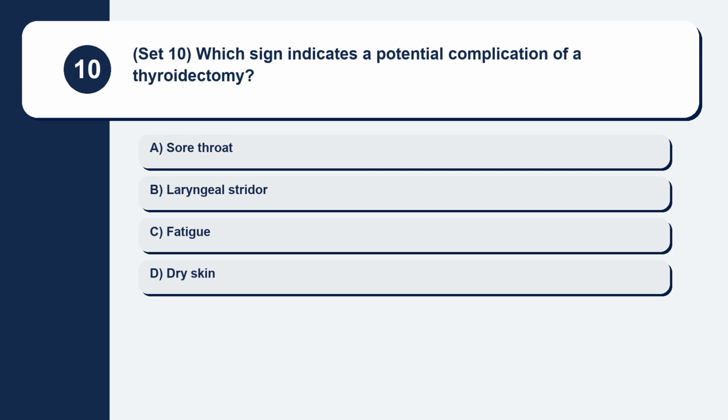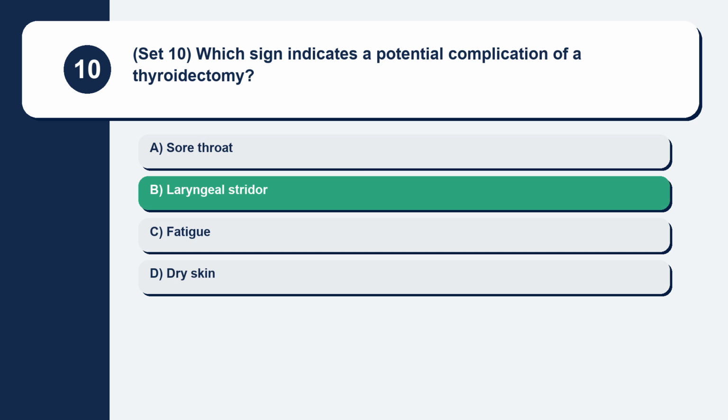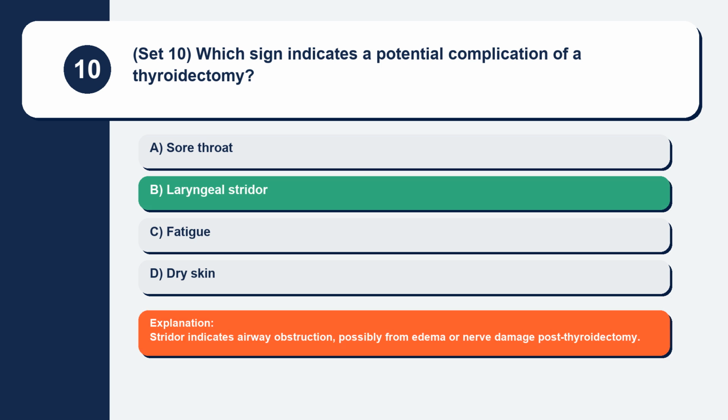Question 10. Set 10. Which sign indicates a potential complication of a thyroidectomy? Sore throat, laryngeal stridor, fatigue, dry skin. Stridor indicates airway obstruction, possibly from edema or nerve damage post-thyroidectomy.